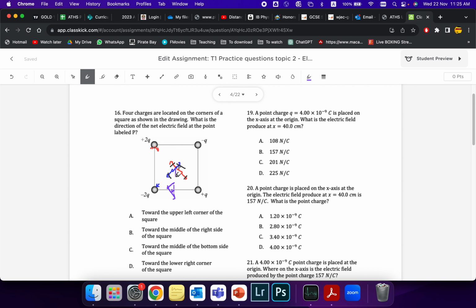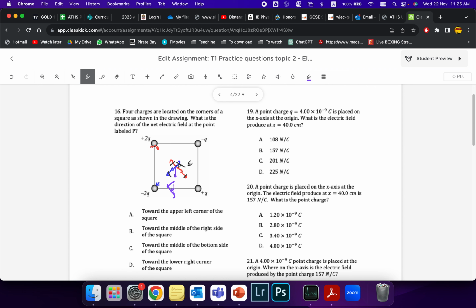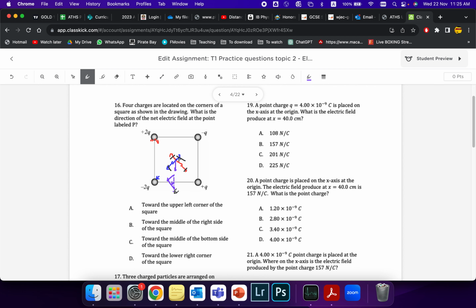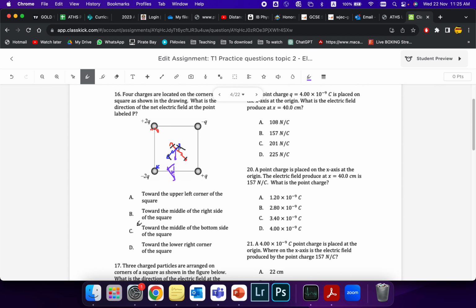You can kind of figure that out. It's going to go straight down. So that means we had two going down this way, but it was slightly cancelled by this one. We have two coming in this way, but slightly cancelled by that one. So once you've done that, you can realize it's going towards the middle of the bottom of the square. So this is the middle and this is the bottom of the square. So that means C would be the right answer in this case.